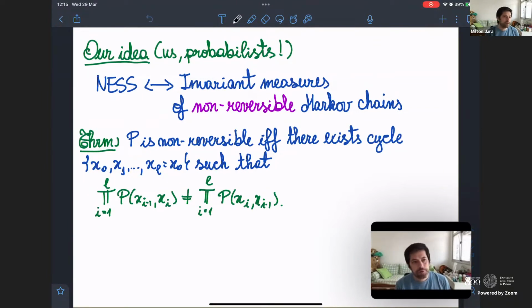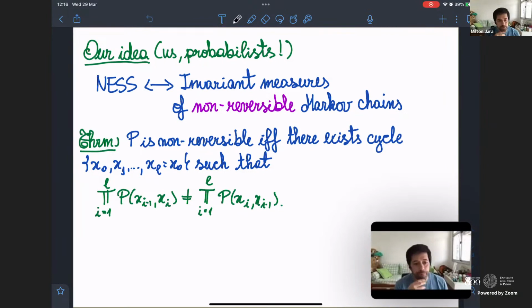Okay, to begin with, I don't want to be super technical. Instead of considering Markov processes, I'm going to consider Markov chains, just because for Markov chains we don't have trouble making sense of whatever formula we want to write down. So from a probabilistic point of view, a non-equilibrium stationary state is going to be an invariant measure of a non-reversible Markov chain.